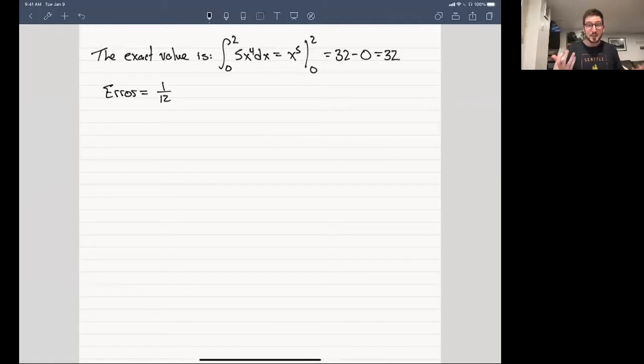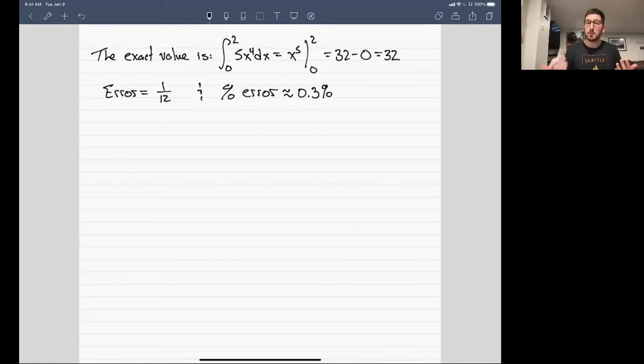Now 1/12 is a pretty small number, and the percent error, so if you take 1/12 and divide it by 32, this thing is like 0.3%. So it's very, very small. And that was just with 4 subintervals, right? This is an extremely accurate computation. If you want to go back, use the trapezoidal rule and do the same thing with n equal to 4. You'll see that it doesn't perform quite as well here.